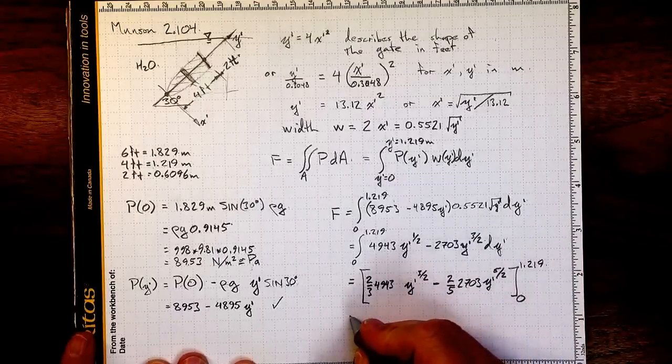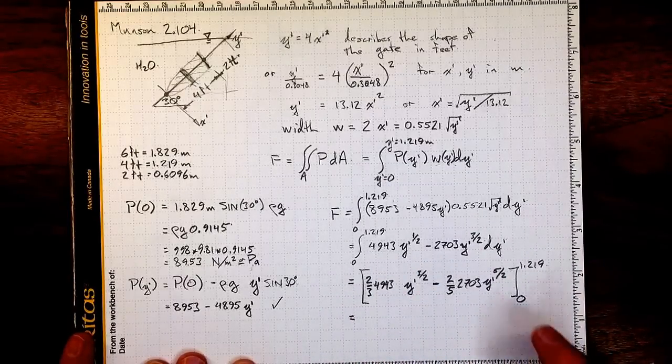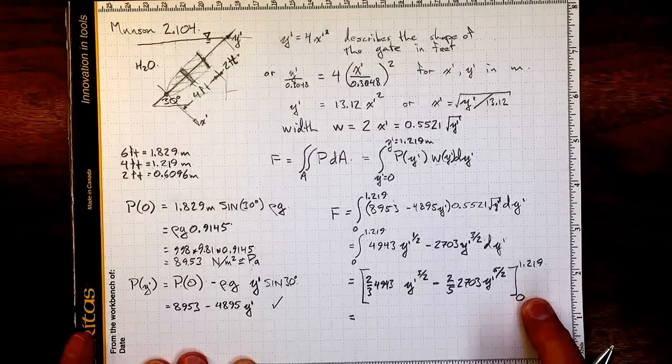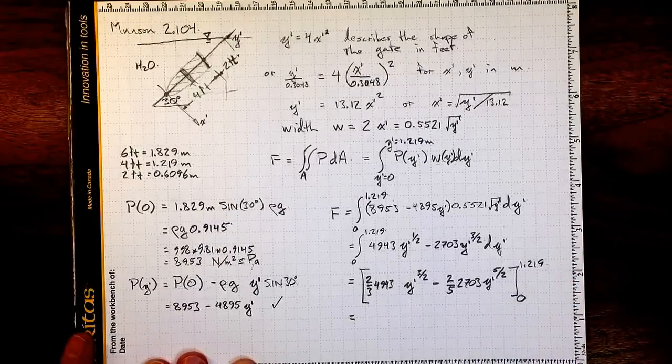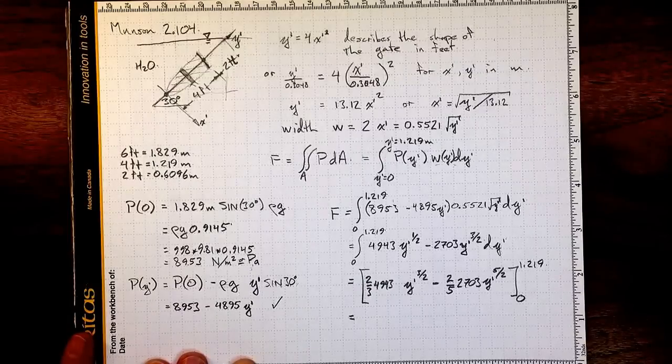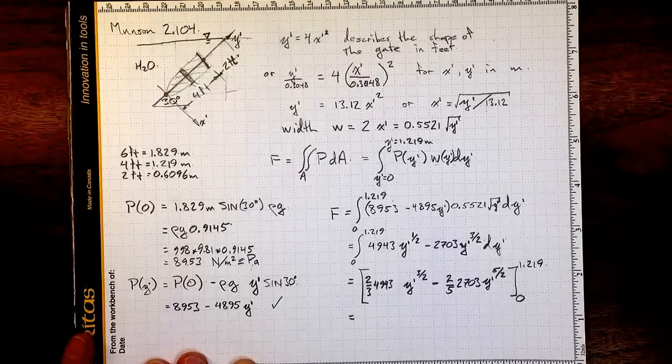So if we plug all of that in together, the 0 part will have no contribution, so we'll have to look at 1.219. 1.219 raised to the 5/2, so that's 2.5. Times 2703 times 2 divided by 5. That gives me 1774.